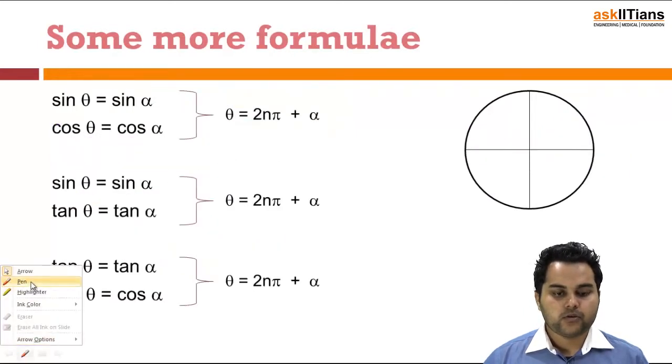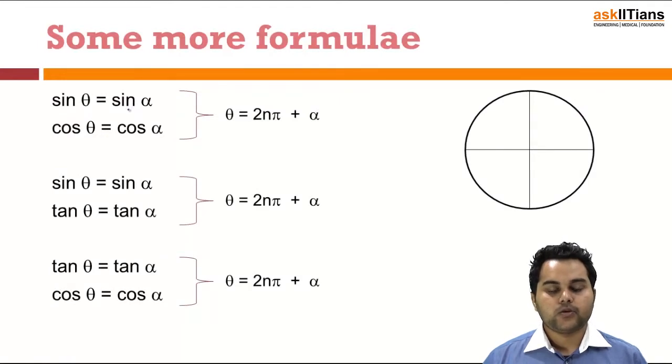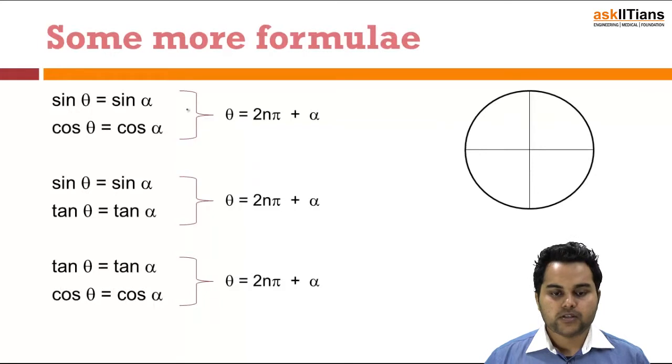Next type of questions that we have are sin theta is equal to sin alpha and cos theta is equal to cos alpha, giving me a solution of the form theta is equal to 2n pi plus alpha. Now why is it so? Because if I look at the first equation individually, I will have the solution set in first or second quadrant, whereas for the second equation, that is cos theta is equal to cos alpha, it will have the solution set either in the fourth or the first quadrant, as cos is positive in fourth and first and sin is positive in first and second.